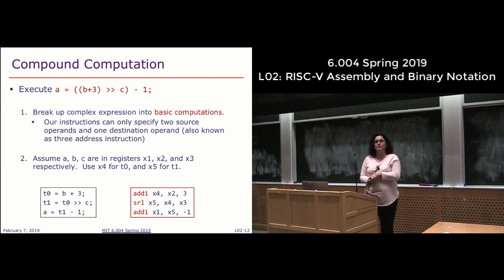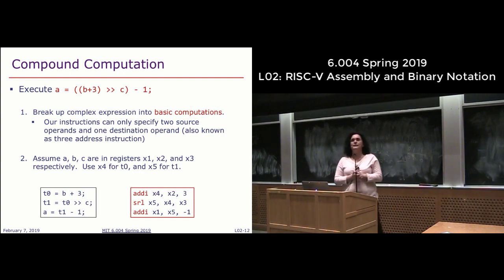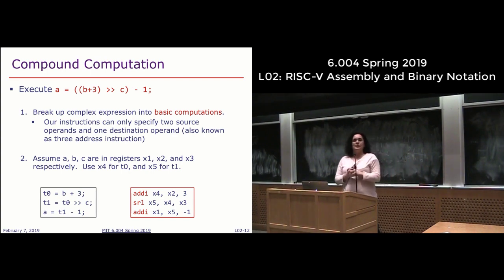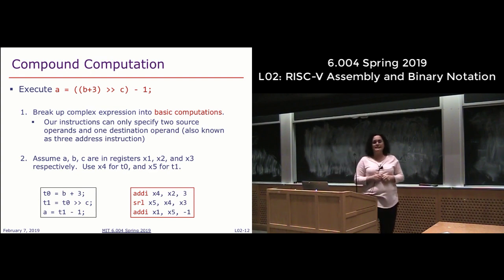So the first thing I'm going to do is add b plus 3, and store that into some temporary register. Then I'm going to take that result, shift it to the right by c, and finally I'll take the value t1 that was produced from that shift and subtract 1 from it in order to get the final answer that I want.